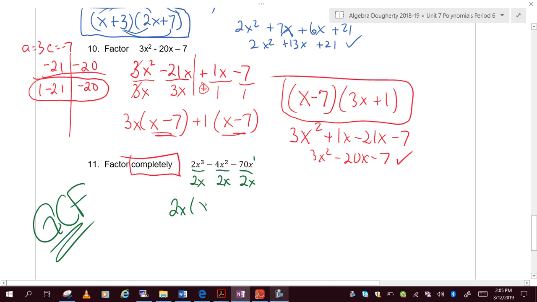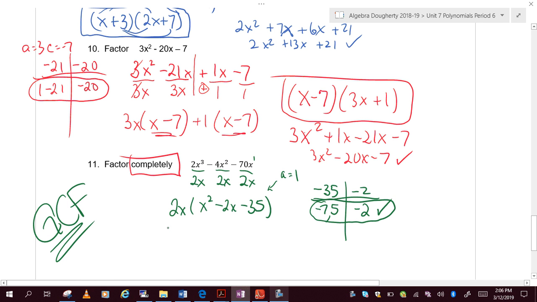My result is x squared minus 2x minus 35. Now this is one of the easier factoring problems because the leading coefficient of this trinomial is just 1. So I need numbers that multiply to negative 35 and add up to negative 2. Right away I say, well, it's not 1 and negative 35. How about negative 7 and positive 5? We got it. And at this point, because I know the leading coefficient is just 1, I can say this is 2x times x minus 7 times x plus 5.